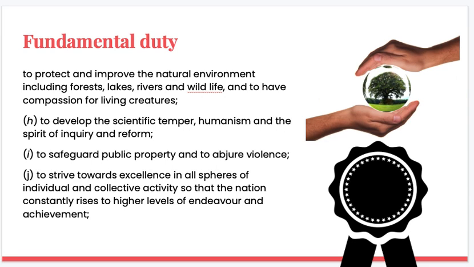Then we will see the fundamental duty to safeguard public property and abjure violence. This duty also includes public property, that is, historical monuments or any sort of public property, for example, state transport buses, railways, any temple that is state governed or owned, any public property, that is schools, government offices. So it becomes a duty of the citizens to protect these public properties and abjure violence, that is, refrain from violence and not participate in violent activities. And this is one of the fundamental duties of the citizens.